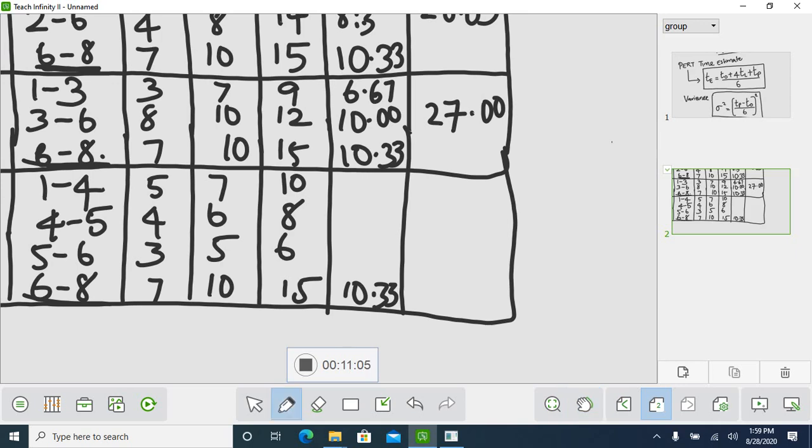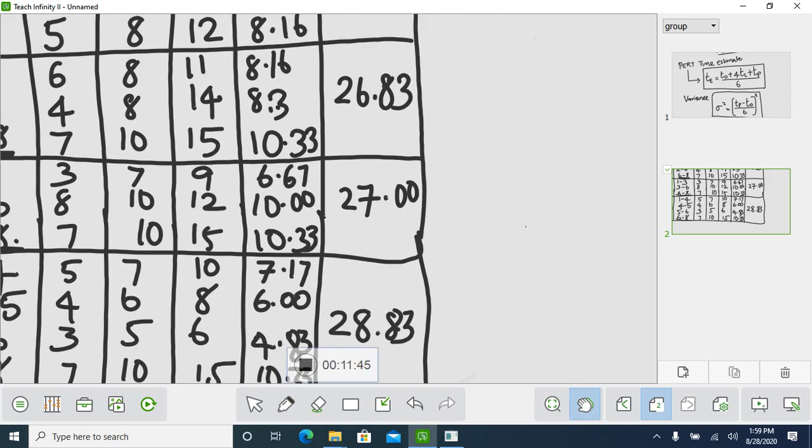That is 7.17, 6.00, 4.83. So you got all the expected times for path B. Then you have to do the sum of all. So that is 7 plus 6 plus 4 plus 10. So what is the total? It is 28.83.